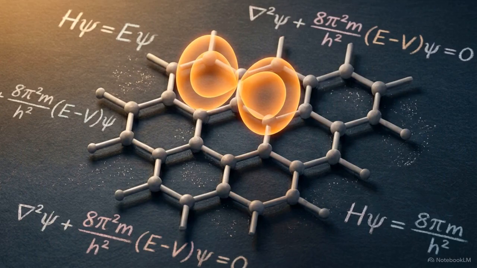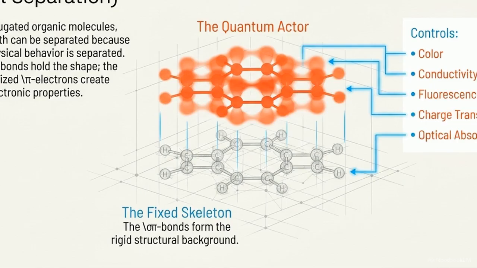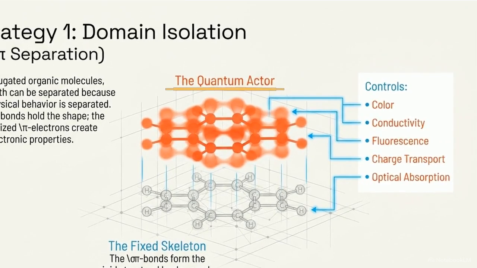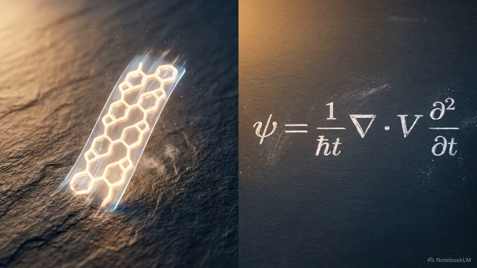In conjugated organic molecules, the physical behavior of the electrons is cleanly separated. This model maps out that separation. At the base, the sigma bonds form a rigid structural skeleton. Hovering above are the mobile pi-electrons. They delocalize across multiple atoms, dictating the molecule's electronic properties, like color and conductivity. Because the physical behavior is separated, the math can be too.